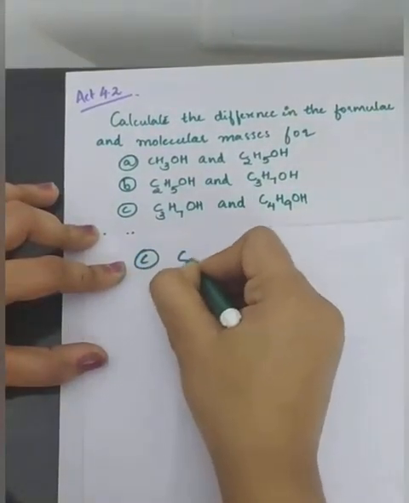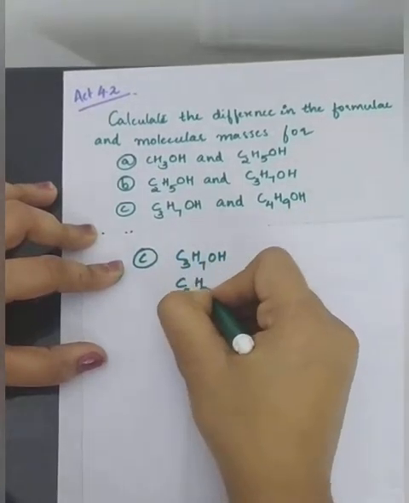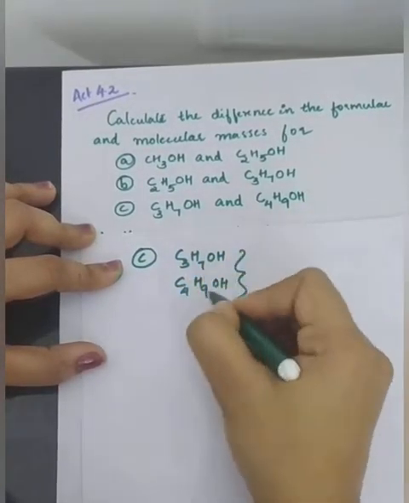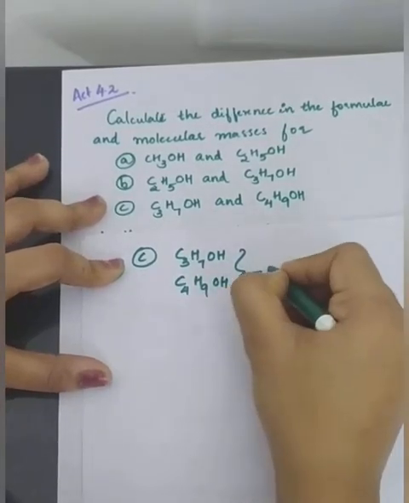Similarly, I find out for C3H7OH and C4H9OH. What is the difference in the formula? They differ by a CH2 group.